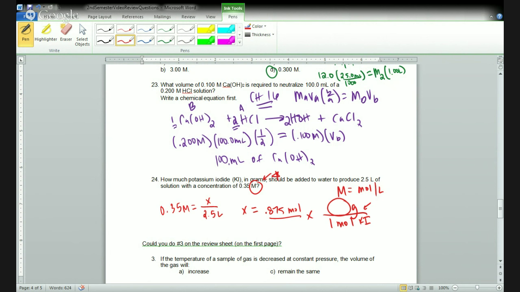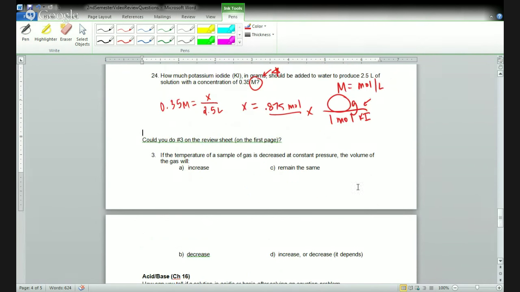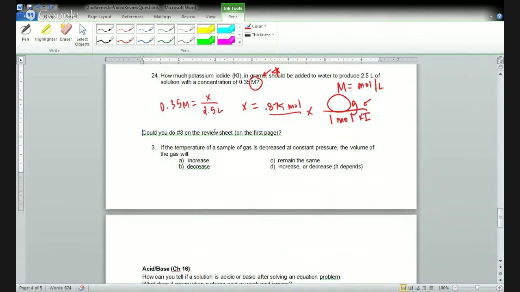Now, I'm not really certain about number 3, because in the review packet, number 3 is gas law stuff. So that's what I'm going to copy in. I'm not certain this is the right question. So if you're the person that typed this in, and you're watching this either now or later, please email me if this is the question you're asking about.